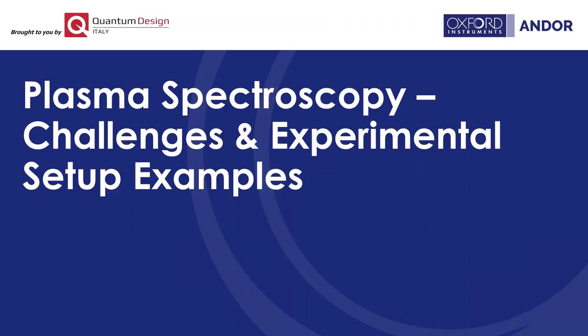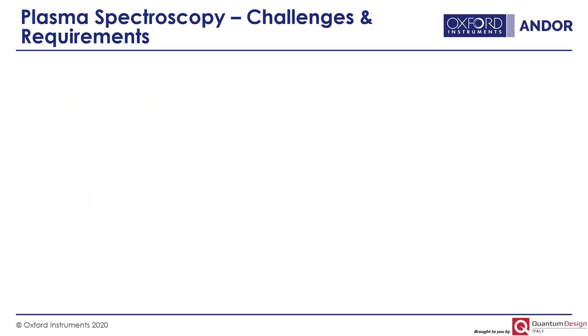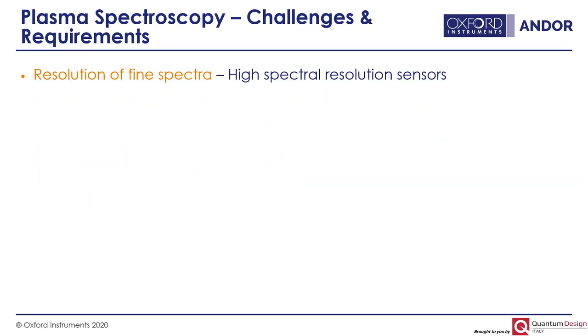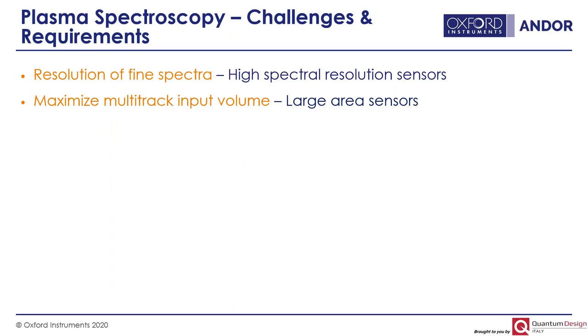What I want to talk a bit more about now is plasma spectroscopy and some of the challenges of this, because obviously there's quite a bit more variety and maybe more different techniques you could use in plasma spectroscopy. So in plasma spectroscopy, you've got several unique challenges. Firstly, you could be trying to resolve very fine spectra, so in order to achieve that, you'll need some kind of high spectral resolution sensor.